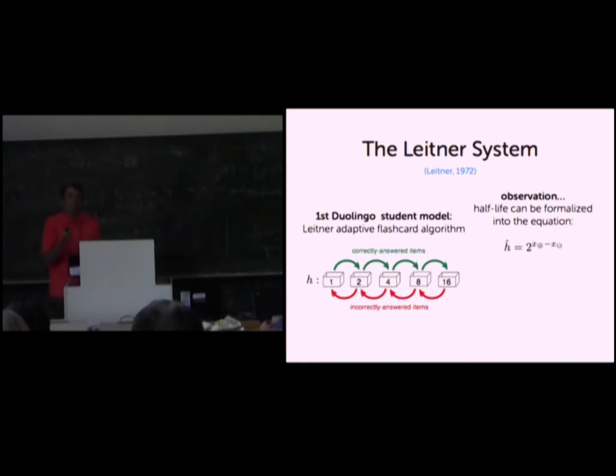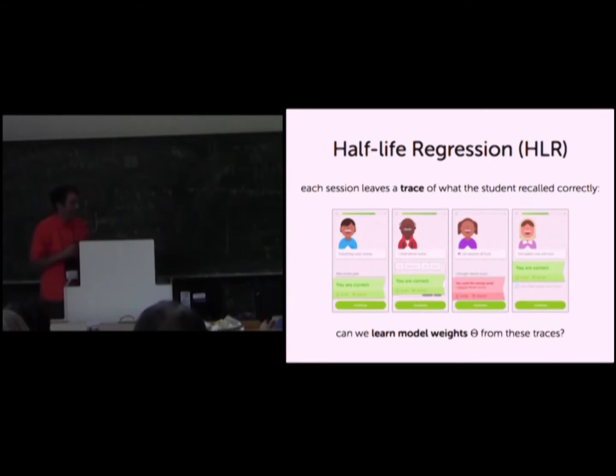One nice thing about this system is that it is personalized, and you can parameterize it in a nice way. You can formalize the half-life as a function of the number of items that are right and wrong. In particular, we can make it into something that looks like a linear model, which is very well known to NLP folks. This is what the folks at Duolingo eventually used to replace the Leitner system, and we'll get into that now.